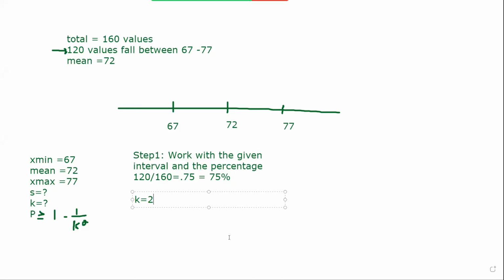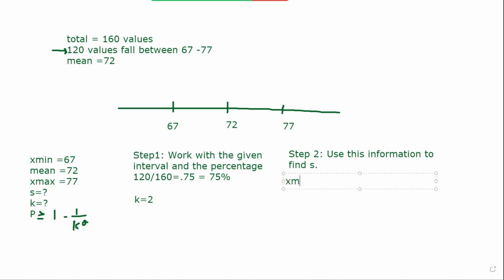K is equal to 2. So what that's going to do is allow me to get step 2. Step 2 is I'm going to use this information to find S. And S is going to stay fixed across the intervals. K is going to be different depending on the interval that I'm looking at. But remember, we have two options when we find S.